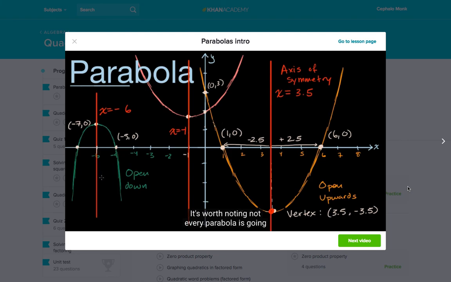Now, it's worth noting, not every parabola is going to intersect the x-axis. Notice this pink upward opening parabola: its low point is above the x-axis, so it's never going to intersect the x-axis. So this one is not going to have any x-intercepts. I'll leave you there.